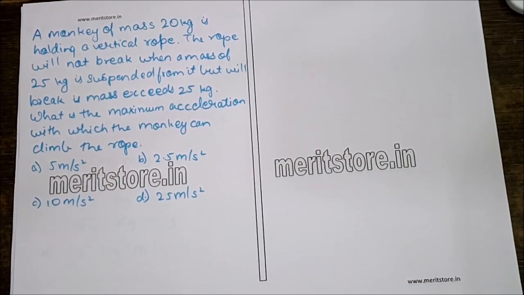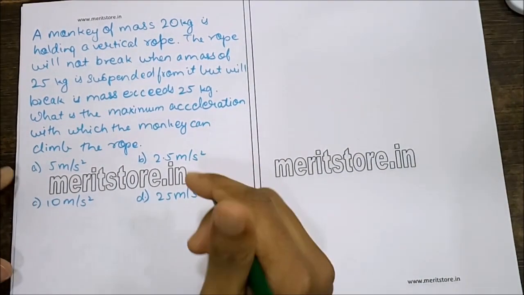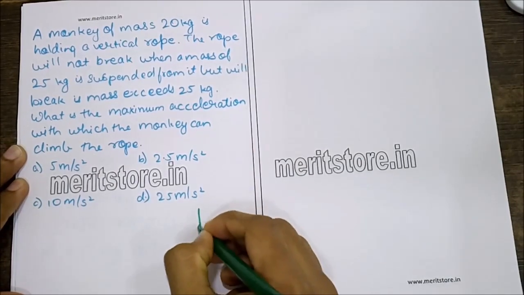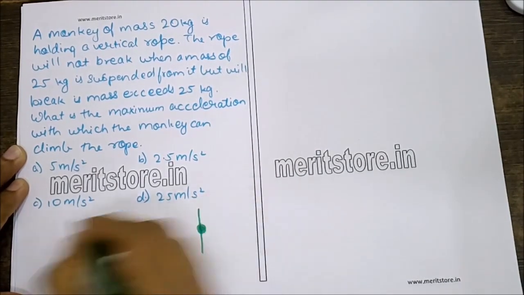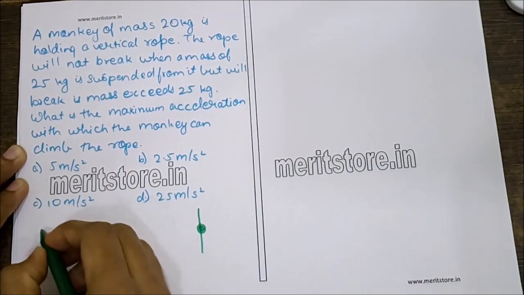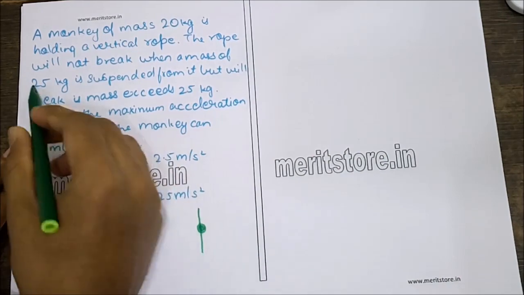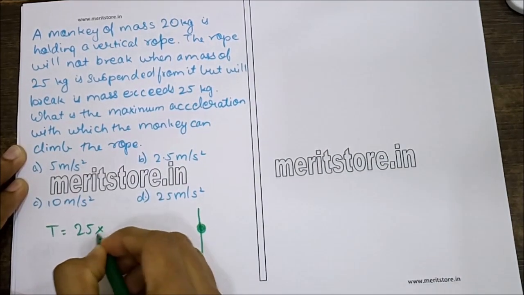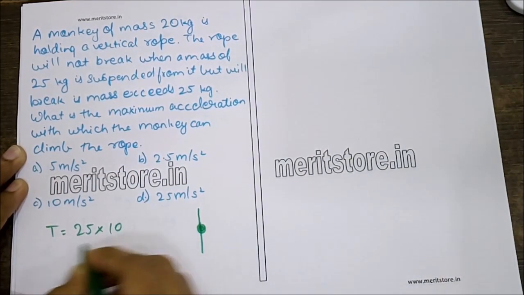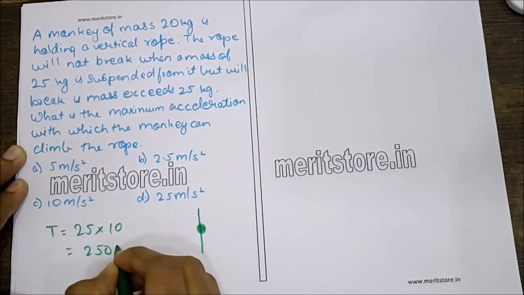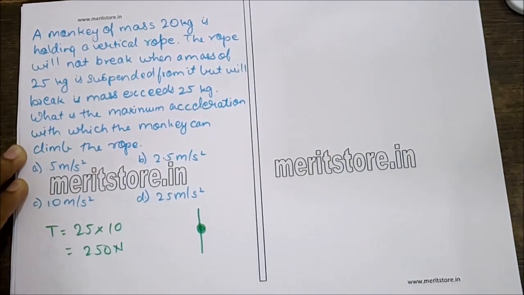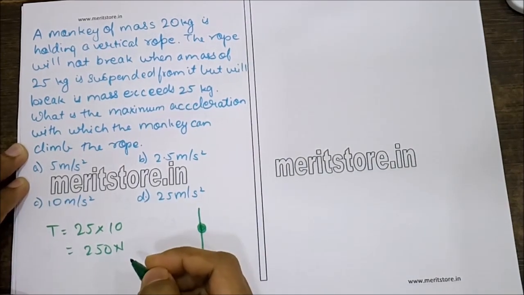The options are 5 meters per second square, 2.5 meters per second square, 10 meters per second square, and 25 meters per second square. Let us find out. For a rope, the maximum allowable tension T is given as 25 kg when acted on by the acceleration due to gravity, that is 250 newtons. Therefore, the maximum tension that the rope can withstand is 250 newtons.